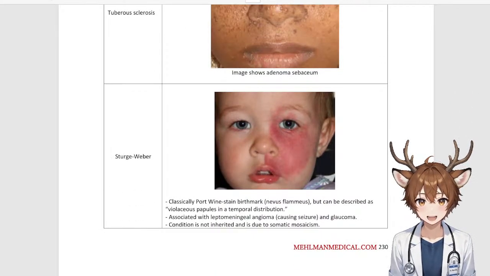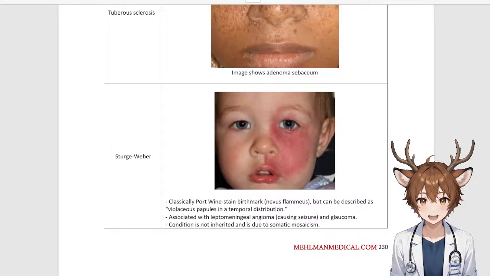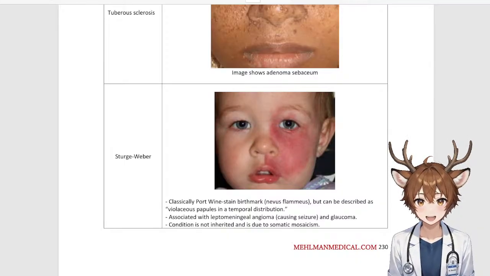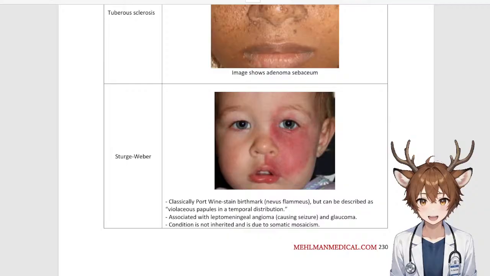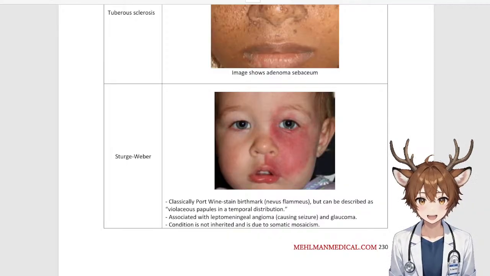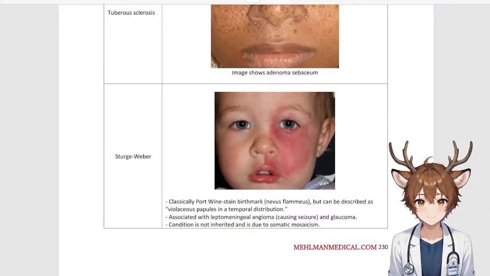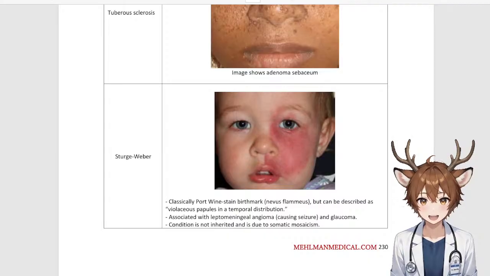What about Sturge-Weber syndrome? Classically a port wine stained birthmark, nevus flammeus, but can be described as violaceous papules in temporal distribution. Associated with leptomeningeal angioma, causing seizure and glaucoma. Condition is non-inherited and is due to somatic mosaicism.